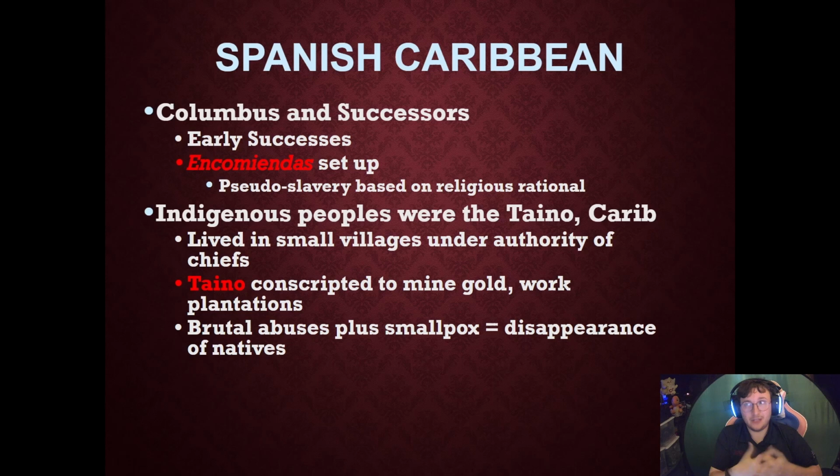The first indigenous people that Christopher Columbus enslaves are going to be the Taino in the Caribbean, who before Columbus arrived lived in small villages under the authority of chiefs. The Taino were conscripted to work in the gold mines and on plantations, and they were treated horribly. Brutal abuses. If they didn't mine a certain amount of gold or silver, they were just executed, which is really difficult because in the Caribbean there's not that much gold and silver, so a lot of people were just executed. Those brutal abuses plus smallpox equals that these populations just die off and disappear.